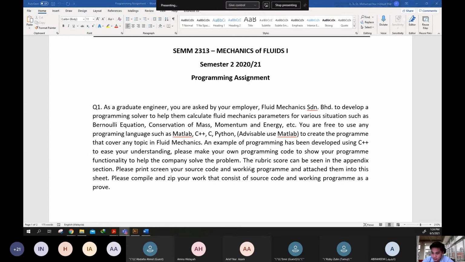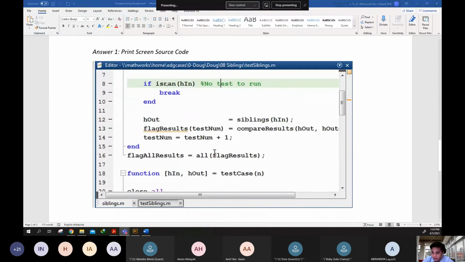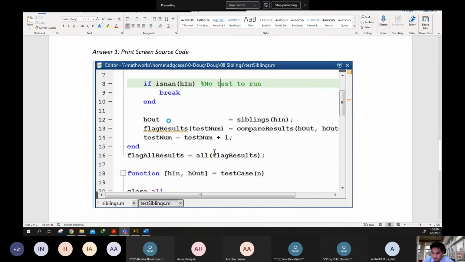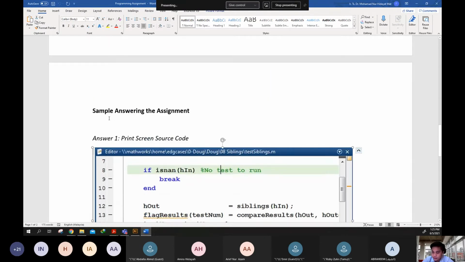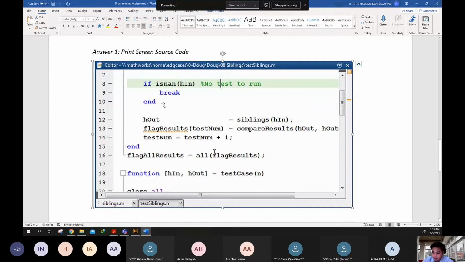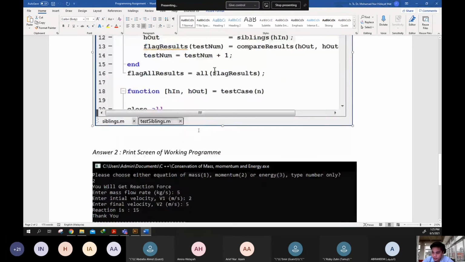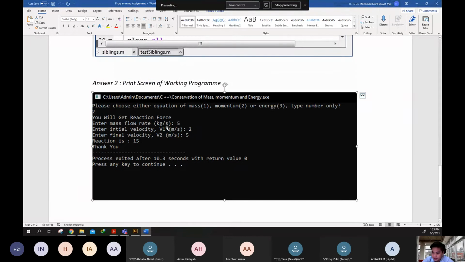For example, the company would like you to have a Bernoulli equation calculator. This is the programming. This is just a sample; I took it from the internet. This is how you attach your answer script. You do the coding, and then attach a screenshot of your coding into this document like this, and finally print out the working program.